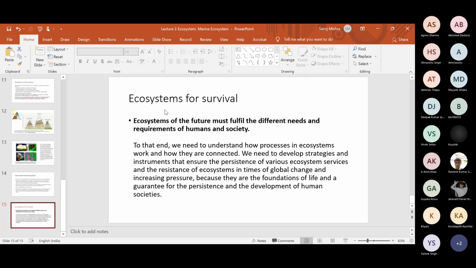These ecosystems are important for our survival. So the ecosystem of the future must fulfill the different needs and requirements of humans and society. It's important to understand what processes control them, and so on and so forth. So with this we close our discussion on ecosystems. Do you have any questions which come to your mind right now?